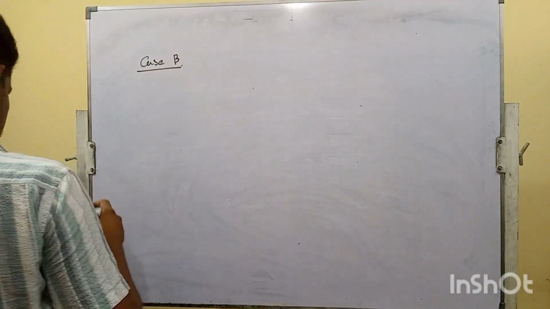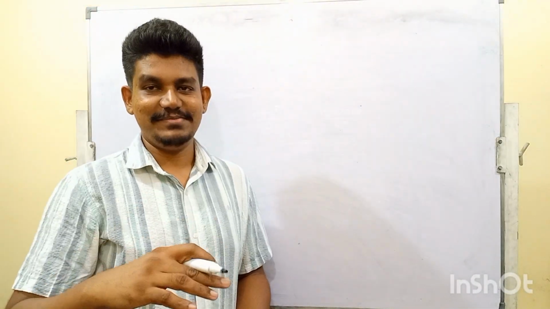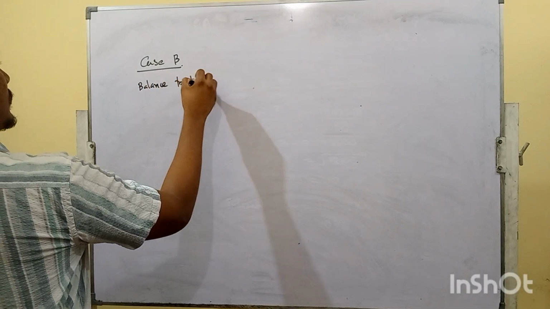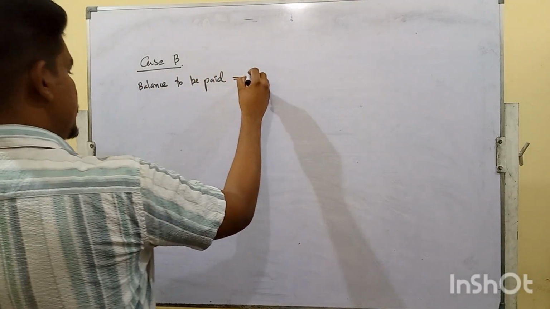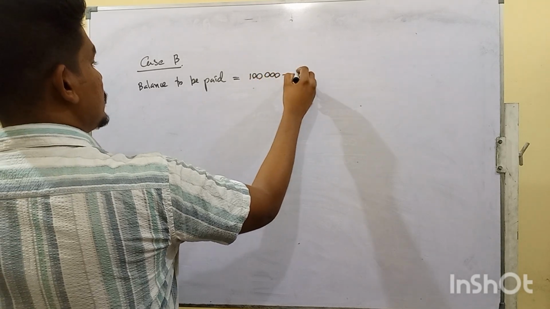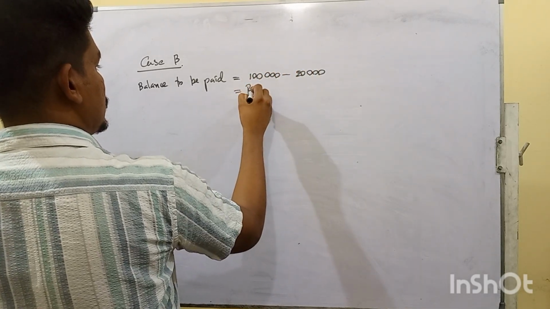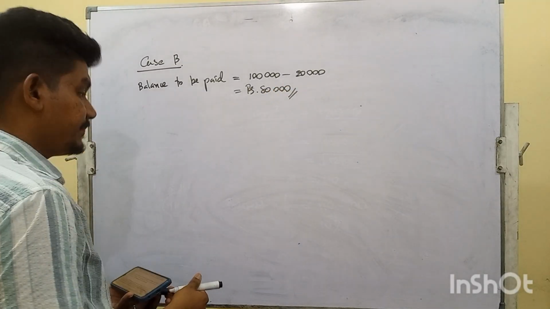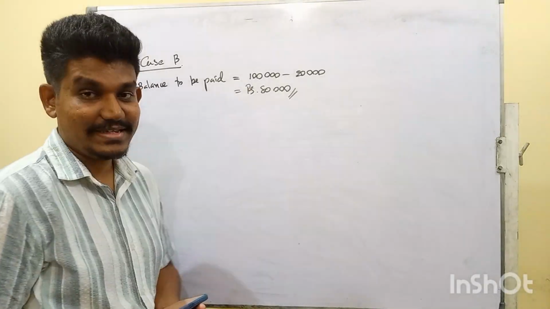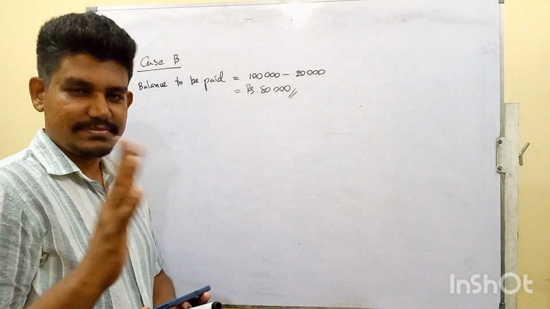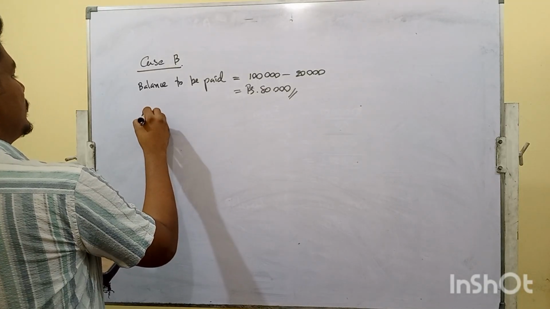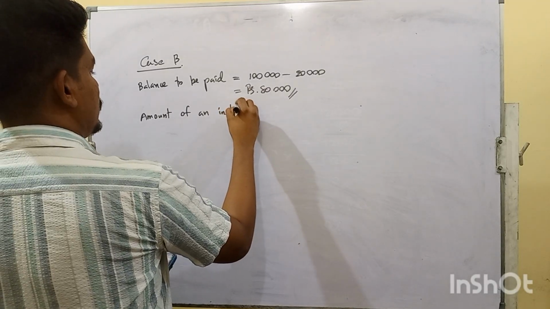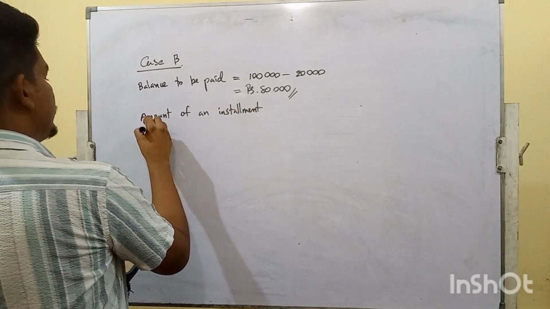Here we find the amount to be paid in installments. After making the down payment, you can find the balance to be paid. It is 100,000 minus 20,000. 80,000 is the amount to be paid in installments. It says a period of 2 years. We can find the installment amount without interest.